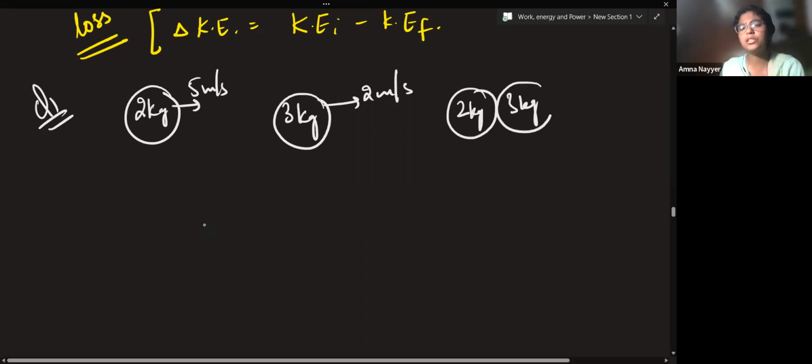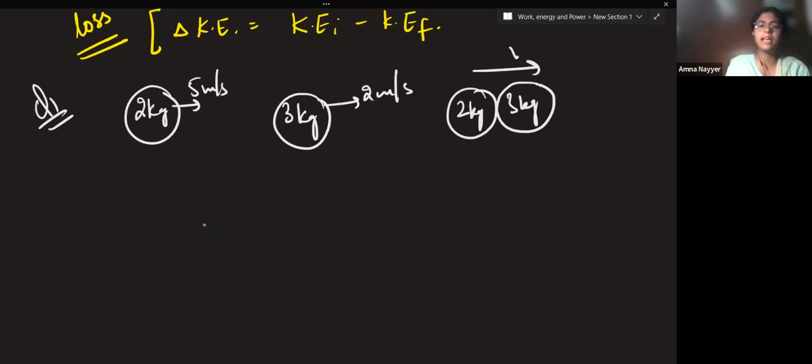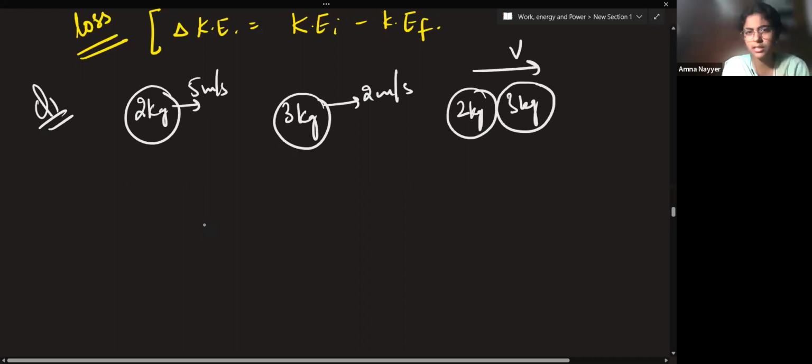So which type of collision is this? Yes, can you name this type of collision? Elastic, inelastic, perfectly inelastic, perfectly elastic. What type of collision do you think this is?